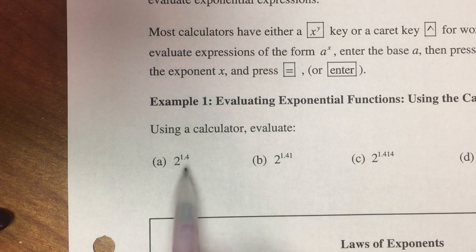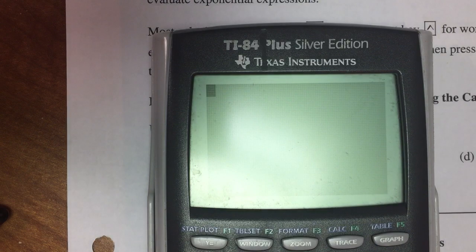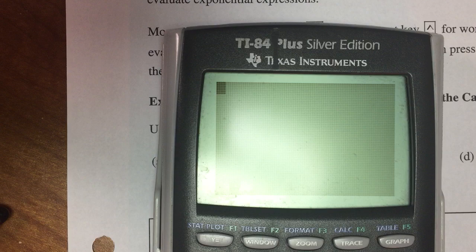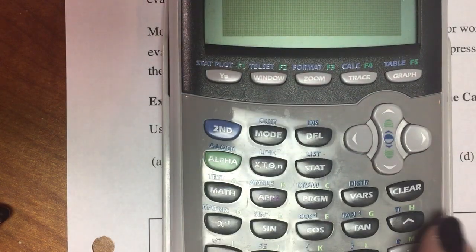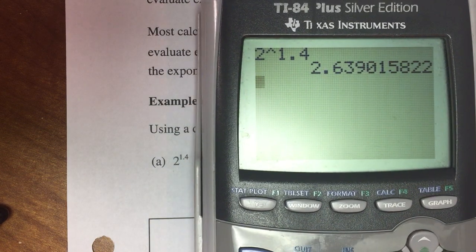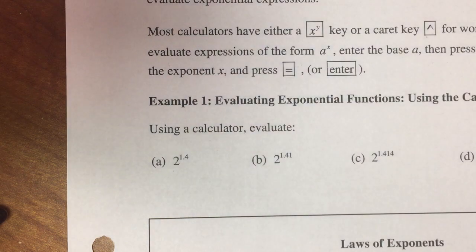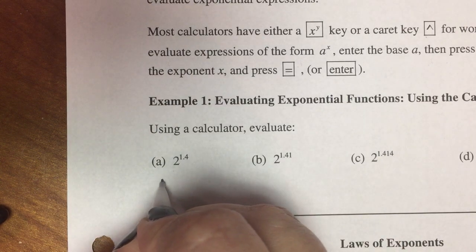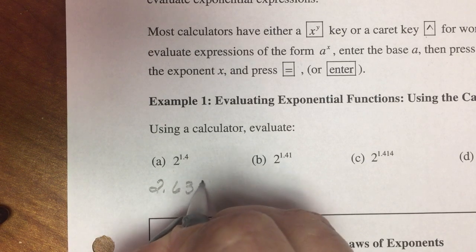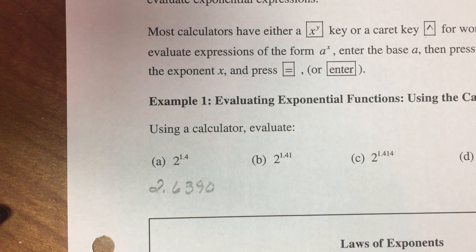For example, if you're using your calculator to do this problem, I'm going to just throw my calculator up here so you can see. If I were to do 2 to the 1.4 power, I would press 2 and then the caret button, which is right over here, and then the 1.4 power. And you can see it's about 2.6390. So this first example is just seeing how to use your calculator. So again, this is 2.6390.